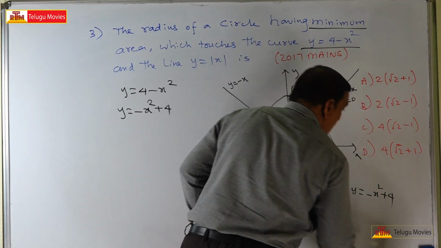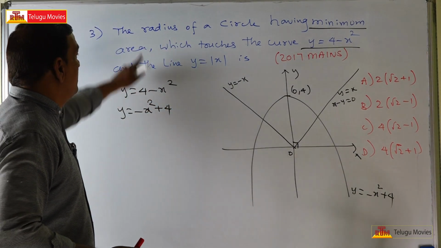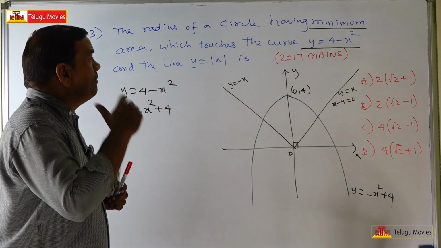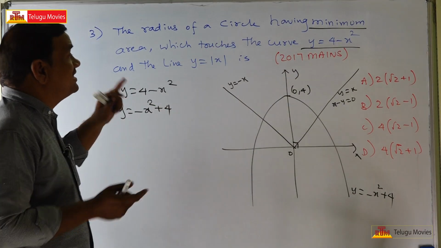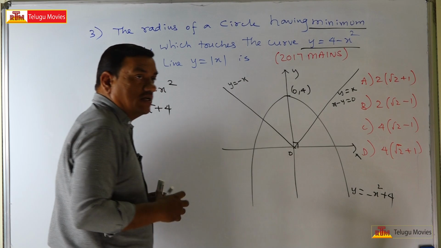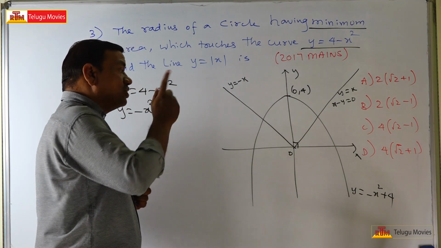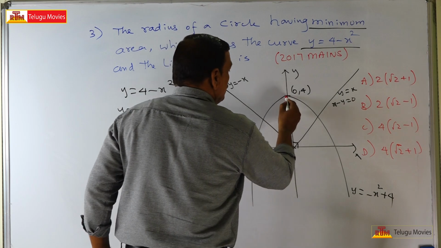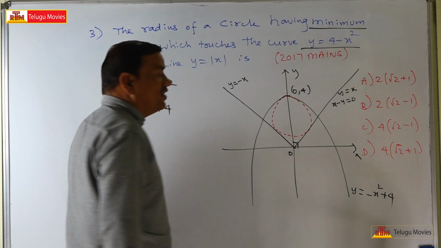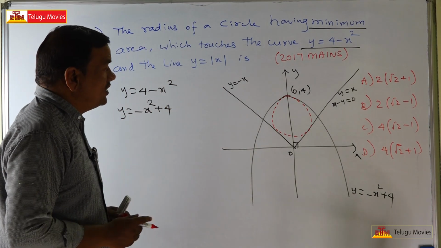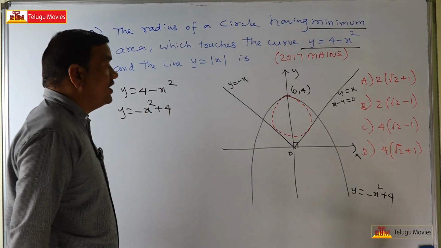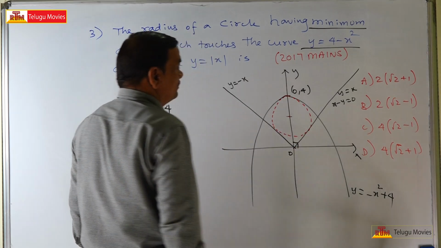Now you have to find a circle, the radius of the circle which has the minimum area and touches the curve and the line. So you have to take a circle which touches both the curve and the lines. That means this should be your required circle, which touches both the curve and the lines. You have to find the radius of this circle.